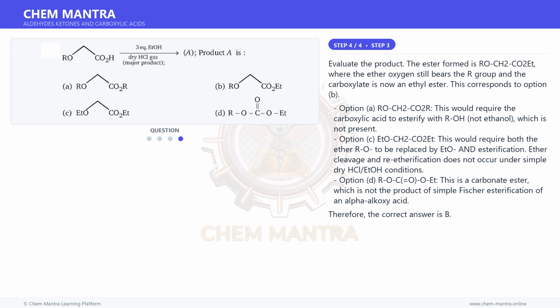Option C, EtO-CH2-CO2H. This would require both the ether RO to be replaced by EtO and esterification. Ether cleavage and re-etherification does not occur under simple dry HCl, EtOH conditions. Option D, ROC=O-OH. This is a carbonate ester, which is not the product of simple Fischer esterification of an alpha-alkoxy acid.